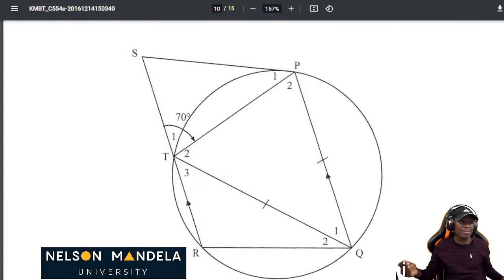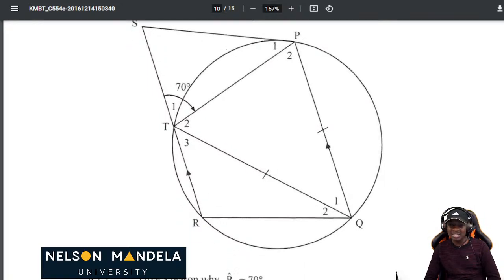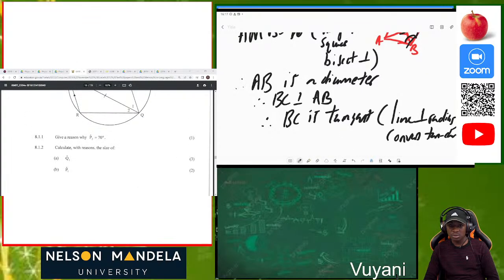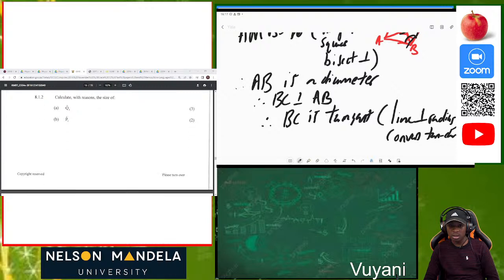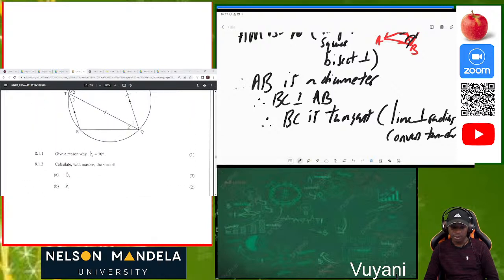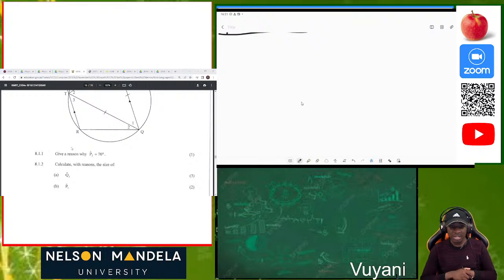So now we've already explained the whole question. We don't know what we are asked, but we already analyzed the question in all its aspects. So now let's answer the question. Let's remove this one. Question 8, we are answering question 8 now.